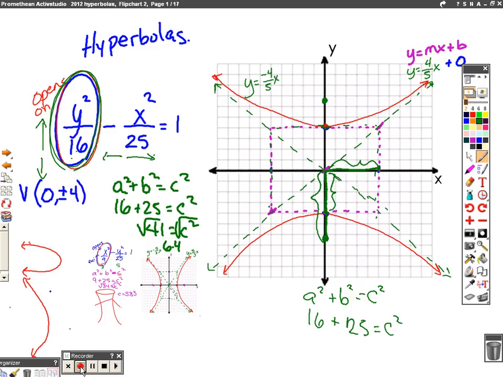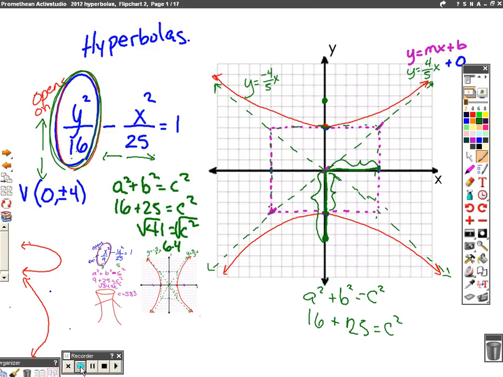All right, Ben, what's your question? I understand that the way you make the box is that you square root the number underneath the y and the x, and that's how you find the width and the height. But how would you then find the parabola after that? The actual U-shaped type thing. Good question. Thank you, Ben, for asking.